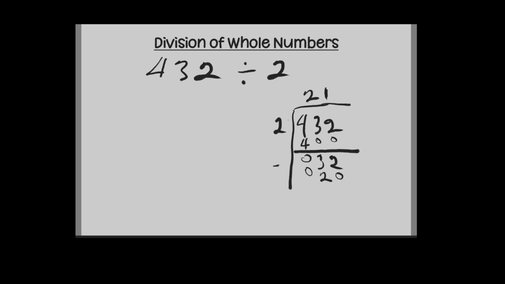So now you want to subtract again, 32 minus 20, which gives you 12. Now 2 in 12 is 6. So 2 times 6 is 12. So write 12 right here. So again, do your subtraction. 12 minus 12 is 0. So therefore you're at the end, because you have 0 now, so you can stop there. So that means that 432 divided by 2 is 216.